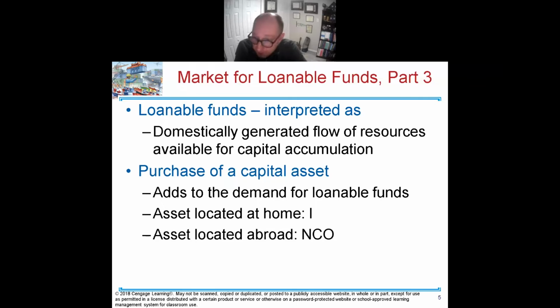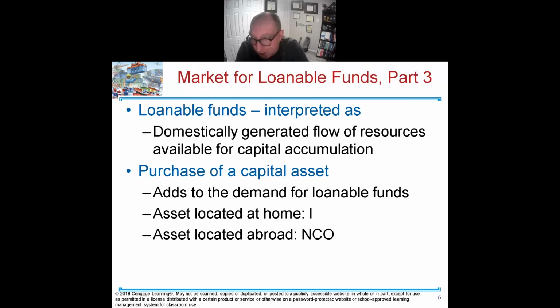When we think about loanable funds, we're thinking about something like a bank loan. Very similar. It's a domestically generated flow of resources available for capital accumulation. That's a fancy way of saying bank loan. And what do we do with bank loans? Well, we purchase assets with them, of course. We add to the demand for capital funds when we use bank loans to purchase assets.